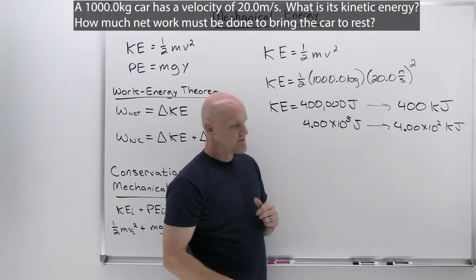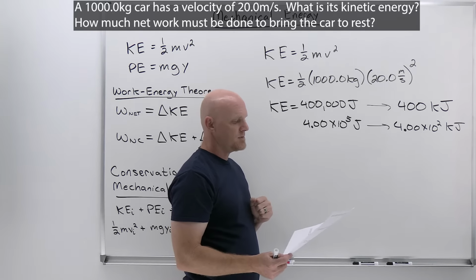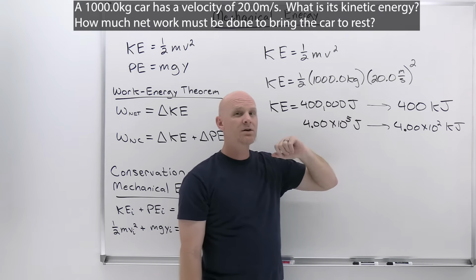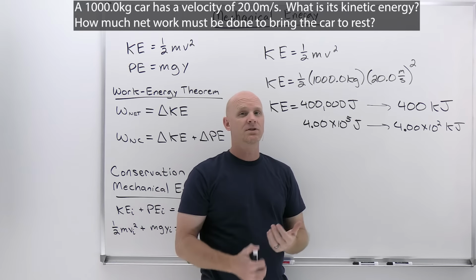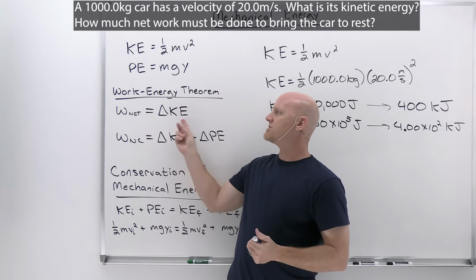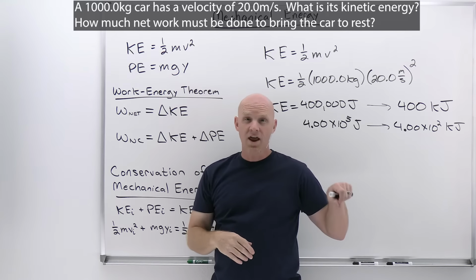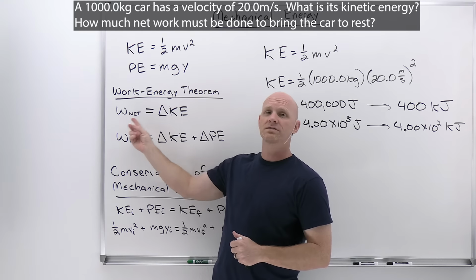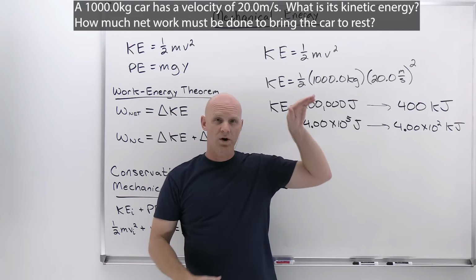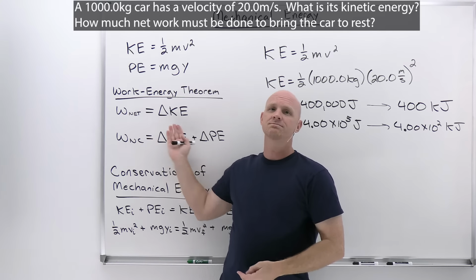Cool, so that's the first half of this question. Second one, though, is how much net work must be done to bring the car to rest. So it's got initial velocity of 20 meters per second. We're trying to bring it to rest, i.e. where its velocity is 0. And this is where that work-energy theorem comes into play. And the key is, if you notice, it said net work right in the problem, and that's what's in the work-energy theorem. So, and we're doing a change in kinetic energy. We're taking it from 20 meters per second velocity down to 0. This is exactly what this theorem is made for.